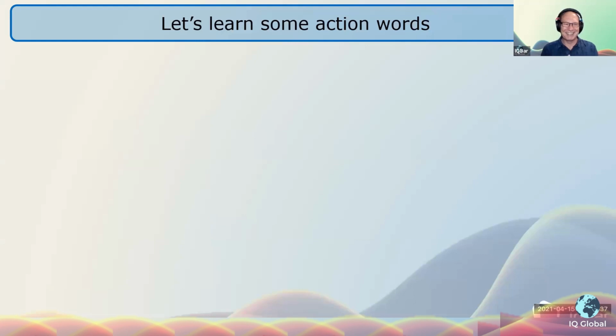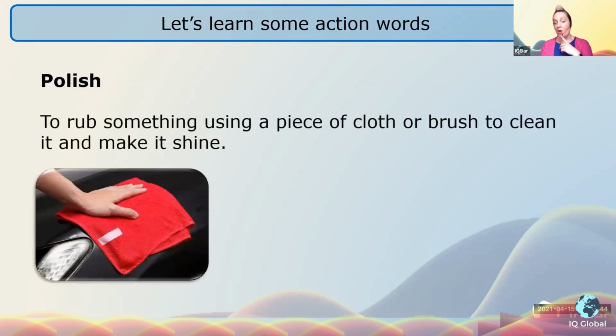So that's another action word. Okay. This one. Polish. What does this mean? Well, you can see in the picture that someone has a very nice car and they are rubbing the car with a piece of cloth, very much like this one. And they're using it to brush or to clean it and to make it shine. So we all like to see a shiny car, but we have to polish the car so that it shines.